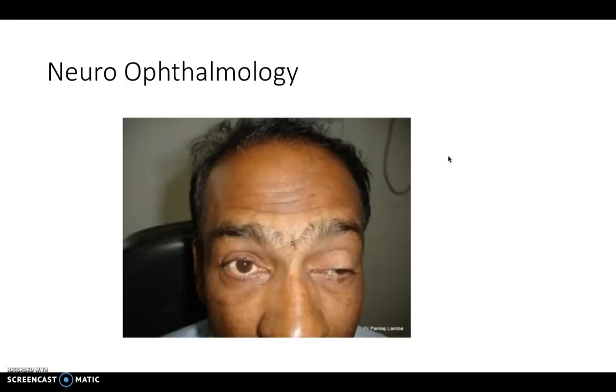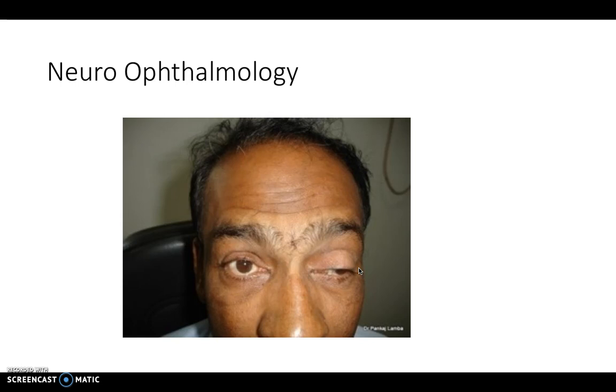Coming to the last slide of neuro-ophthalmology, this is one patient who is presenting with drooping of the left upper lid, with deviation of the one eye towards the outside, what we call exotropia. What could the patient be having? Exotropic ptosis. If I check, the ocular movements are restricted in elevation, adduction, depression. The only ocular muscle which was working was the lateral rectus.